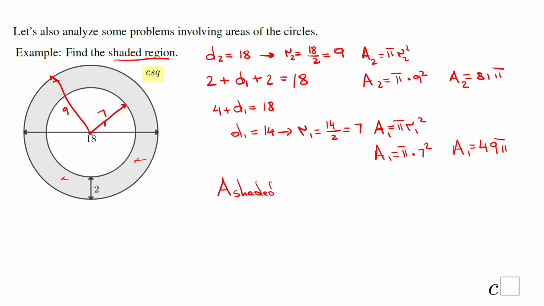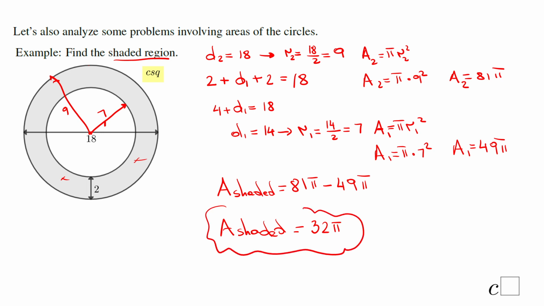One more step to find this shaded region will be to subtract them, right, from the large circle, 81 pi. We're going to subtract 49 pi. So we can leave it in terms of pi. Just need to do one subtraction, 81 minus 49. That will be 32. Don't forget a pi. If you need to evaluate this, of course, use a calculator and use that pi. So the shaded region is 32 pi.